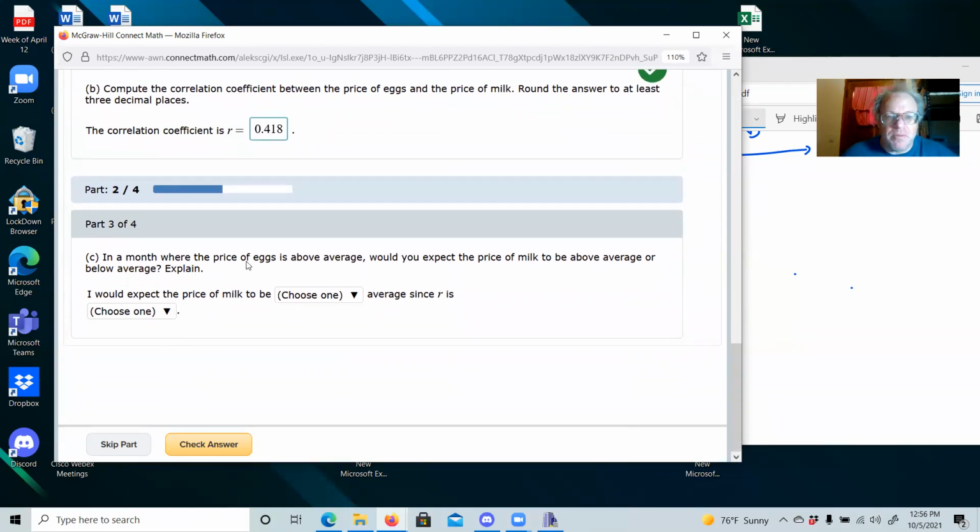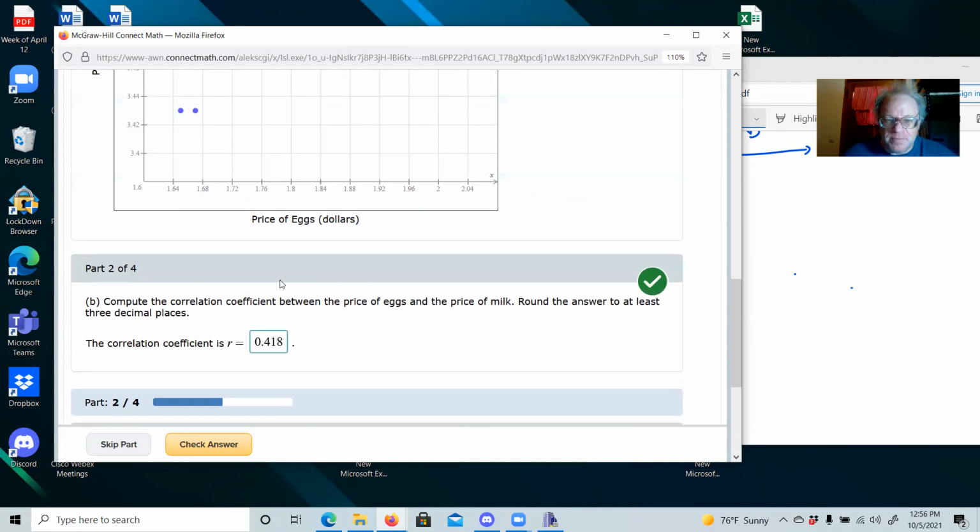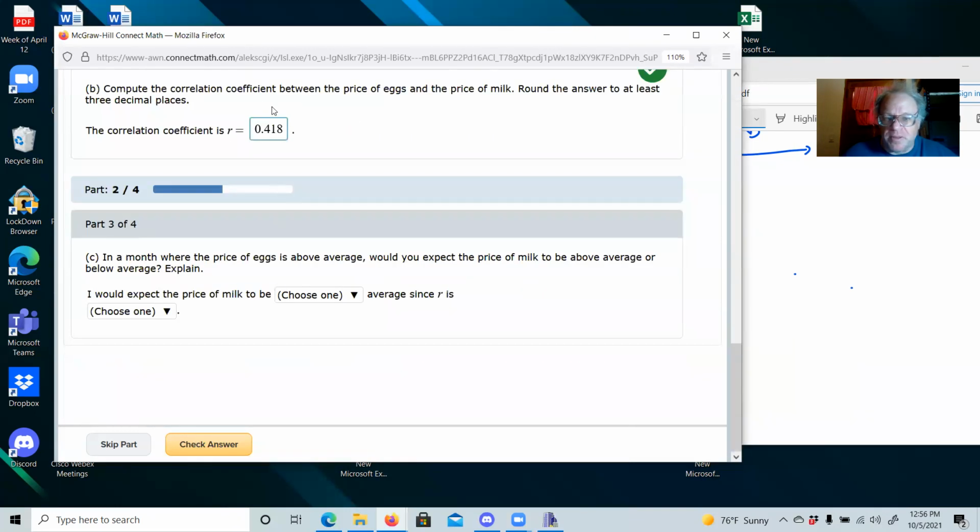Okay, in a month where the price of eggs is above average, would you expect the price of milk to be above average or below average? Well, the correlation coefficient is positive. Okay, so it's a positive slope. That means for rising egg prices, milk should also rise. So if the price of eggs is above average, I would expect the milk to be above average, since the R value is positive. More egg price equals more milk price.